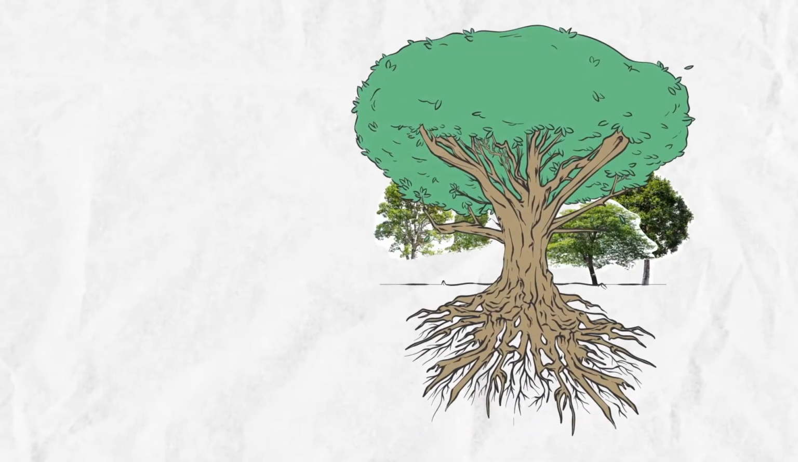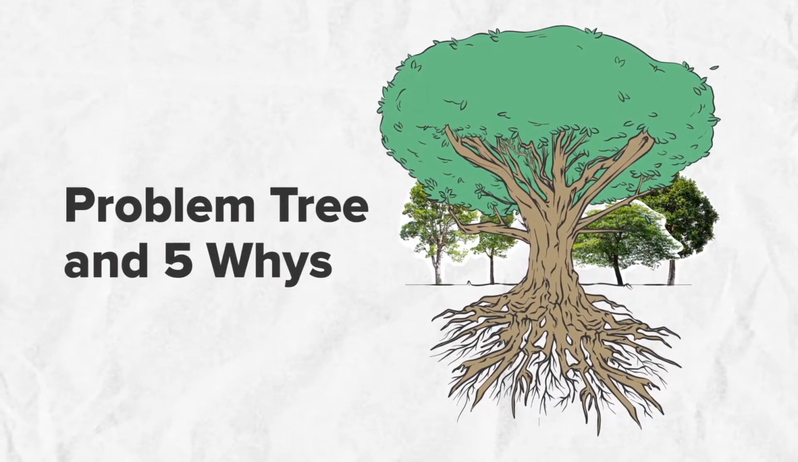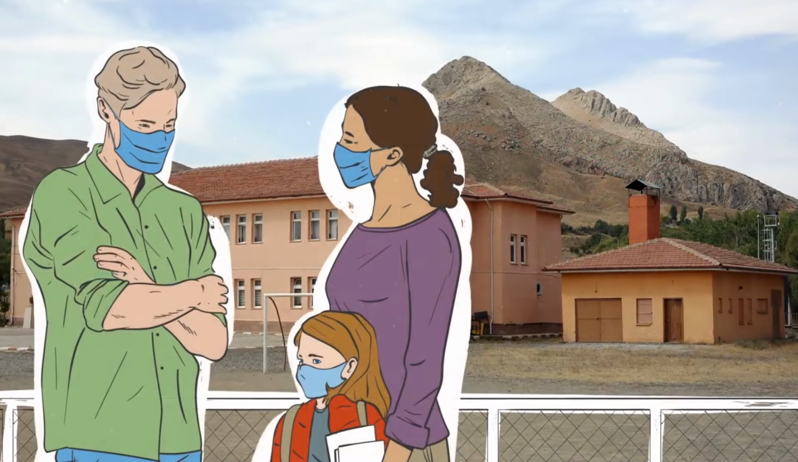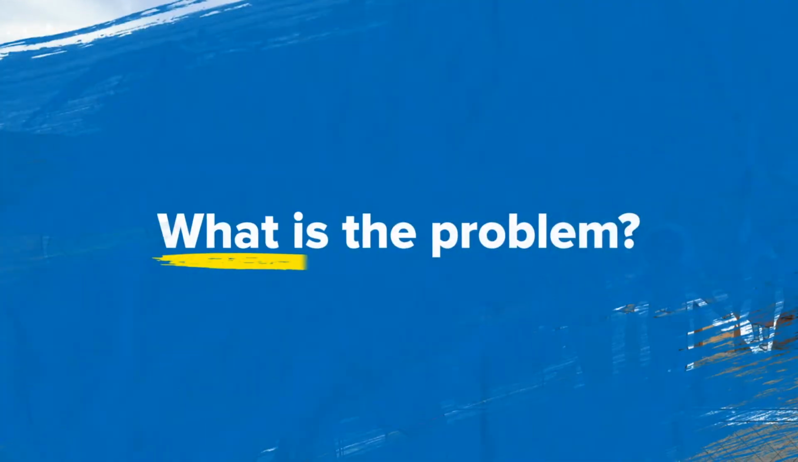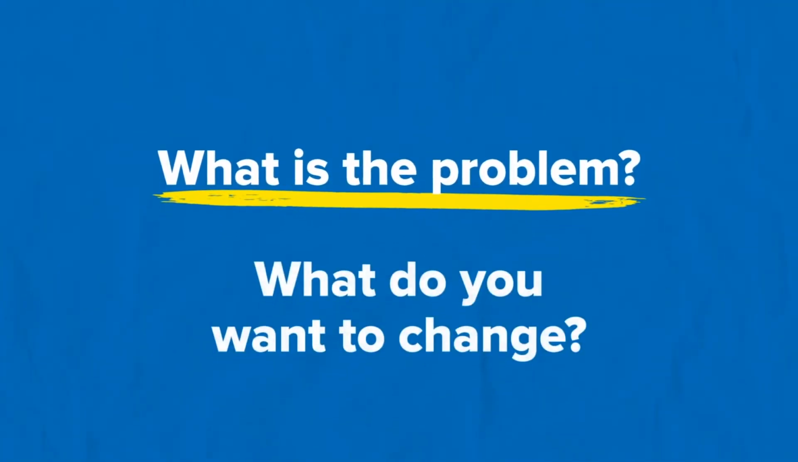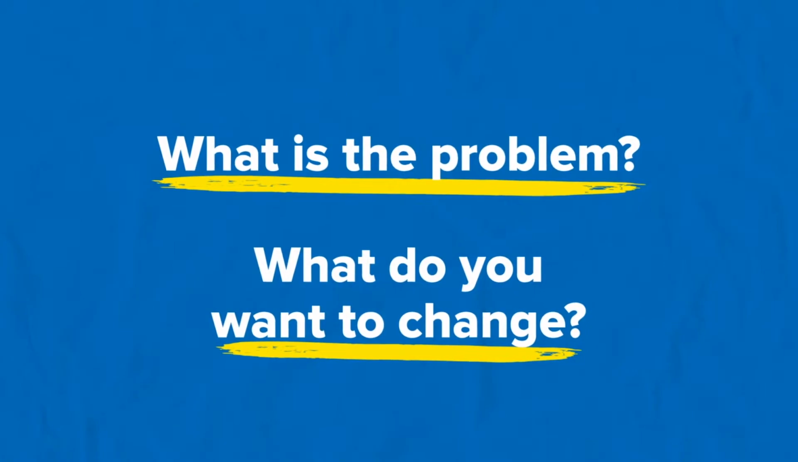Problem Tree and 5 Whys. 7-year-old Dalia, a refugee child from Volcania, cannot attend school in Fredonia. What is the problem that needs to be addressed? What do you want to change?